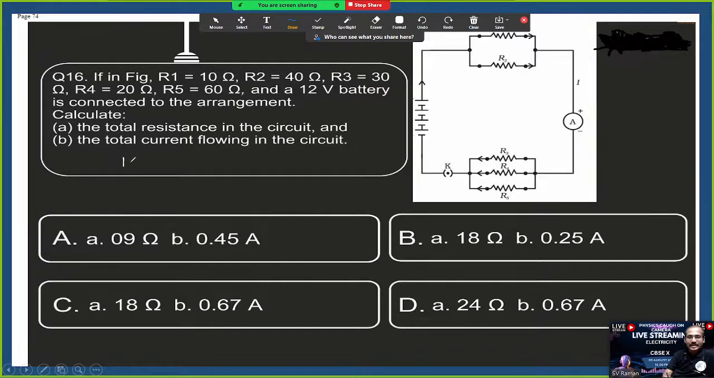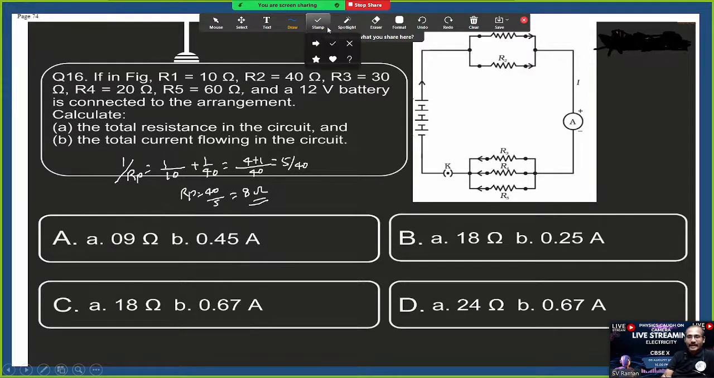Both in parallel, 1 by Rp is equal to 1 by R1 value 10 ohms plus 1 by R2 value 40 ohms. So how much will it come? LCM will be 40. So 4 plus 1, which is 5 by 40. So 1 by Rp is equal to 5 by 40. Rp is equal to 40 by 5. Always we have to invert it here. Rp value 40 by 5, which is 8 ohms. That is the top result, we got 8 ohms over here.